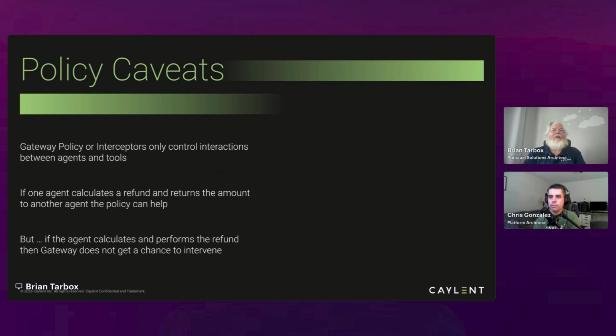But here's the caveat. Policies only control interactions when you're going between the hops. So in Chris's example, we had a system that determined the refund amount, returned the refund amount to another tool or agent that actually did the refund. If his agent both determined the amount and actually did the refund, then Gateway wouldn't have a chance to intercept and stop it. So you have to pay attention to that sort of thing.